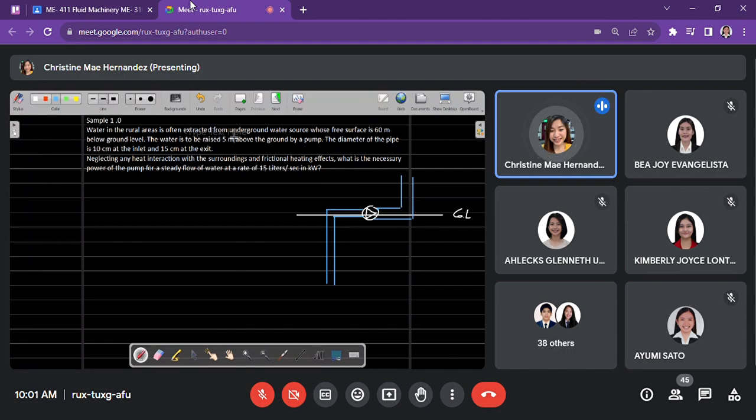Okay, ang sabi dito, it is extracted from the underground water source, whose free surface is 60 meters below the ground level. So, meaning, yung ating pump inlet, pipe inlet is 60 meters below the ground level. So, ito ay 60 meters.